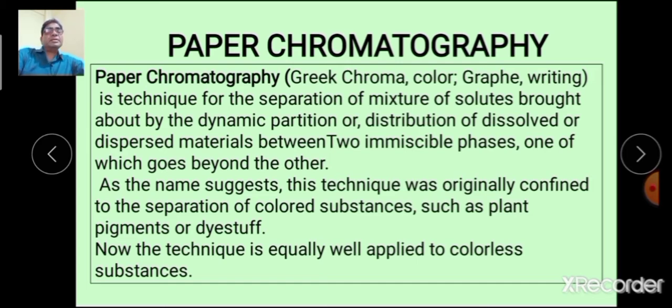It is a technique for the separation of a mixture of solutes brought about by the dynamic partition or distribution of dissolved or dispersed material between two immiscible phases, one of which goes beyond the other. As the name suggests, this technique was originally confined to the separation of colored substances such as plant pigments or dyestuff. Now the technique is equally well applied to colorless substances also.